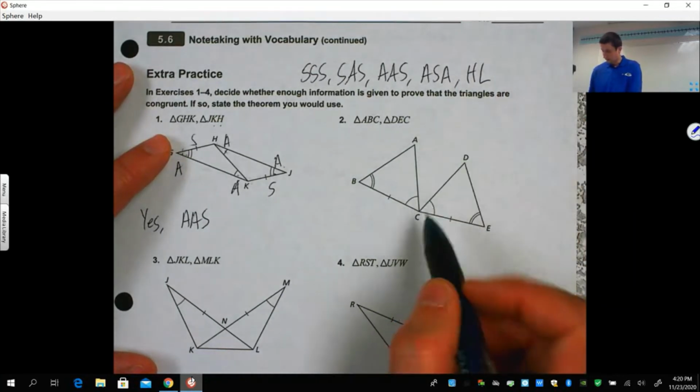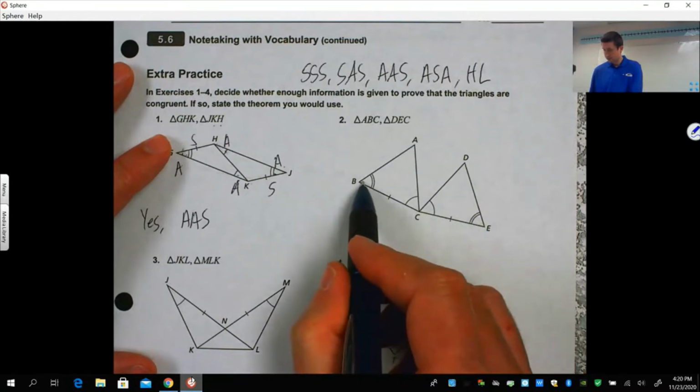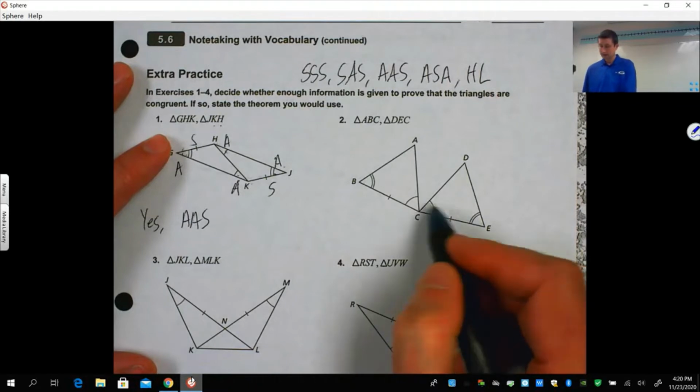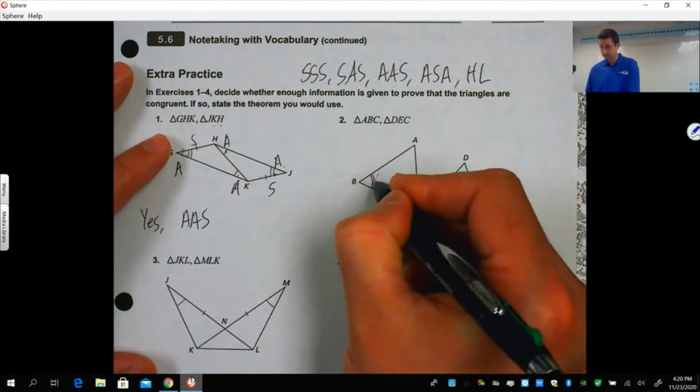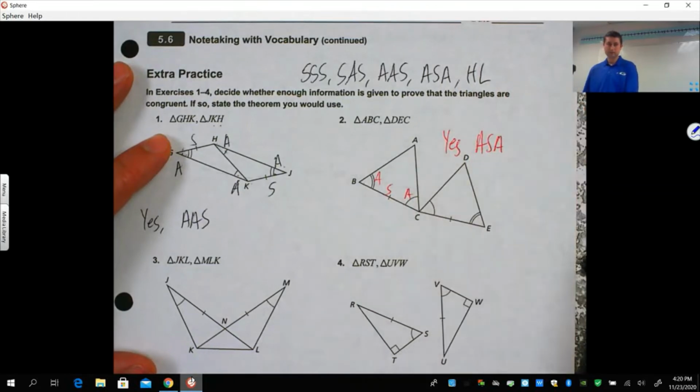Okay, here we have angle B matching up with E. We have BC matching up with CE. This would be what we call an included side, and then we have those two angles there. So we have angle, side, angle. So that is a yes, angle, side, angle.